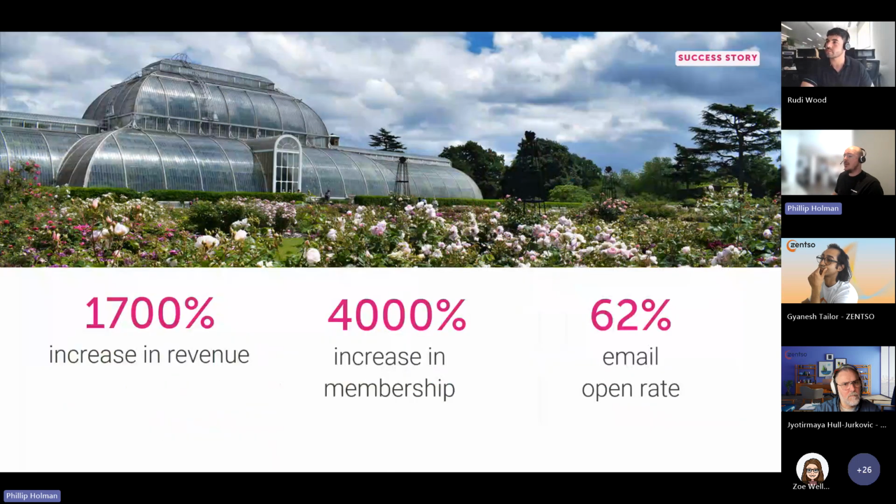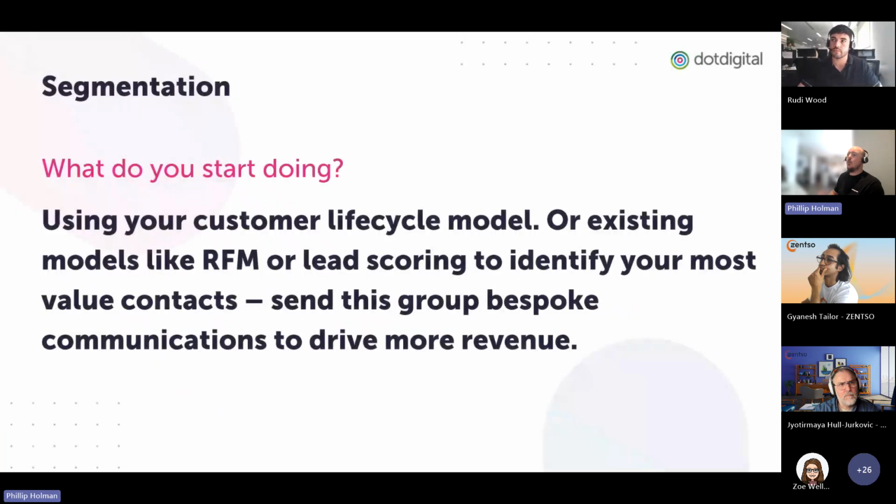So what did that mean? So some pretty impressive numbers here. On the retail space, it was around 1,700% increase in revenue for retail, about 4,000% increase in membership signups, and the open rate was absolutely phenomenal at 62%.